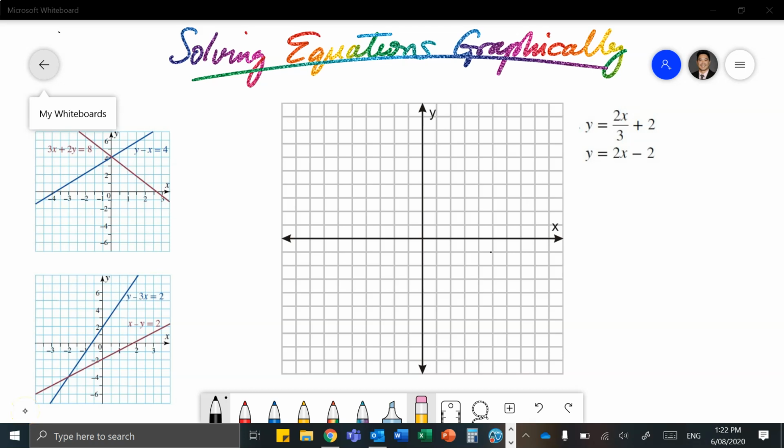Hey guys, we're looking at solving equations graphically, and we're going to look at a couple of examples. One that's already been sketched, then we're going to put one into practice, and then we're going to finish off with a problem-solving question.